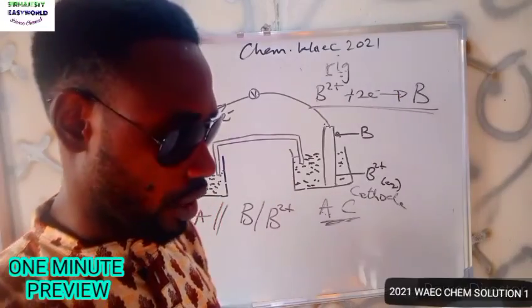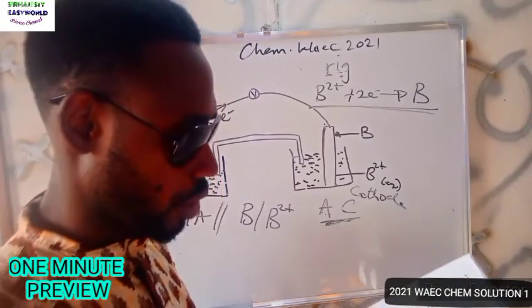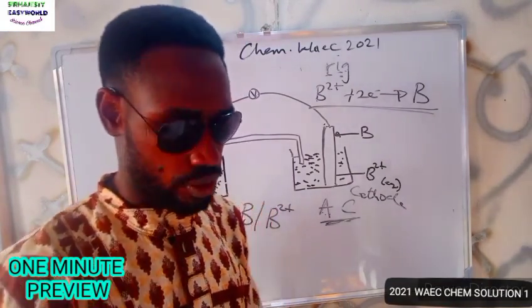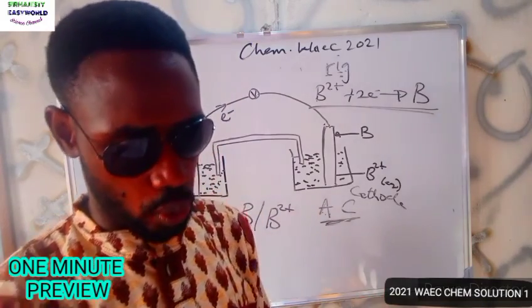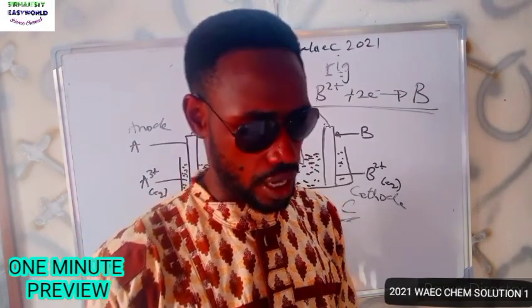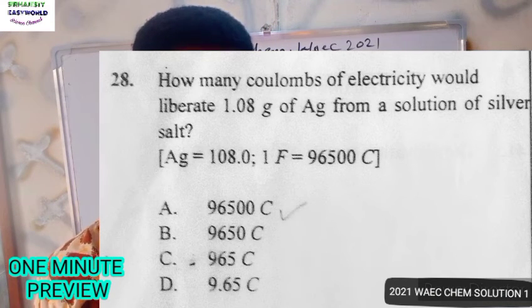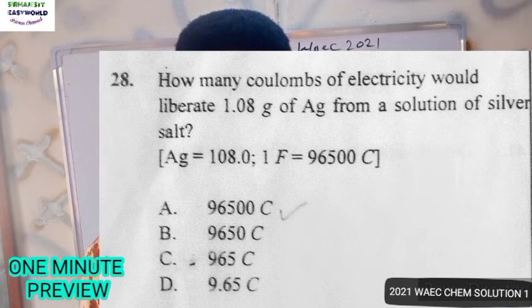So the answer is A, according to this option, because of its high electronegativity. And remember, fluorine is the most electronegative element. We move straight to question number 28, a calculation: how many coulombs of electricity would liberate 1.08 grams of silver from a solution of silver salt?